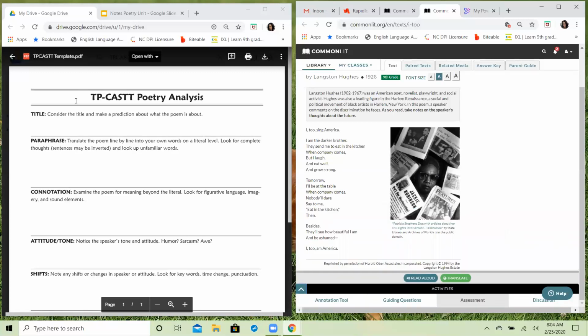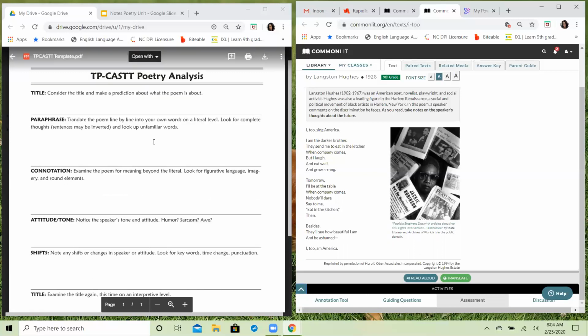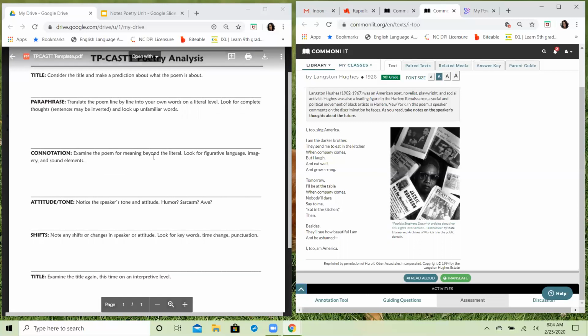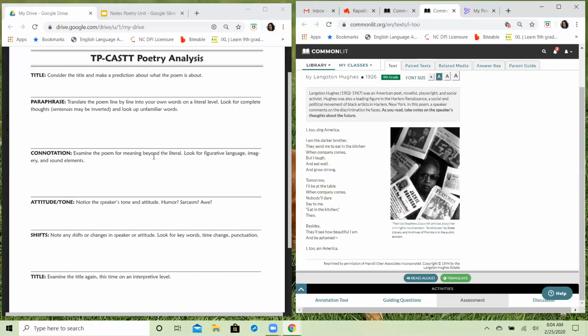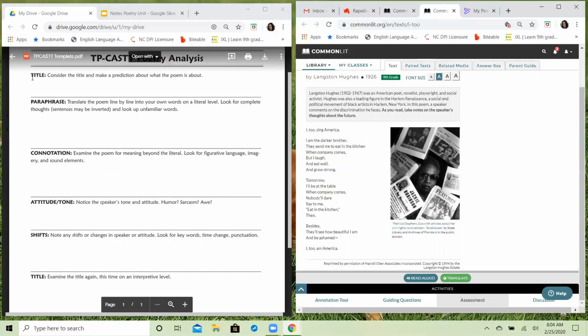The second thing I want you to look at is on the left-hand side of your screen here. It's the TPCASTT Poetry Analysis Template. When you look at this TPCASTT Poetry Analysis Template, what I want you to think is, is there a way to break down this poem piece by piece to get a better understanding? And that's what your TPCASTT is going to do here. It asks you to start with the title and consider the title, make a prediction of what the poem is about.